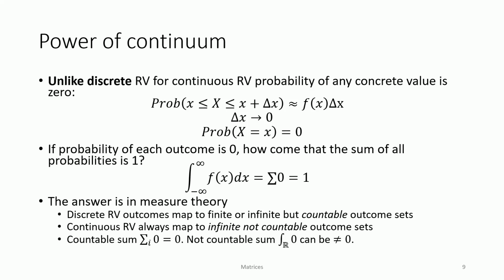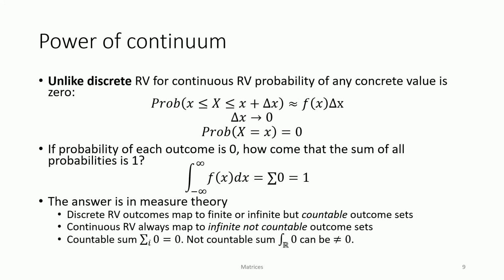So what's happening here? It's related to a concept called the power of continuum in calculus. But the idea here is the following. You just need to understand the concept; you don't need to understand the exact mechanics. So the concept goes like this. Discrete random variables have outcomes that are mapped to finite or infinite but countable outcome sets. For instance, if you have a coin toss, it's 0 or 1, so it's finite.